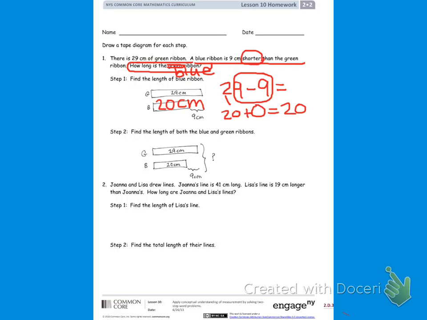Now the question should have been typed to say, how long is the blue ribbon? Because it's a word problem, I should answer it in words. The blue ribbon is 20 centimeters long.